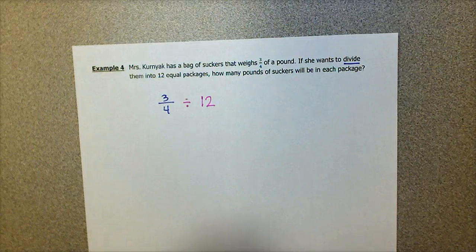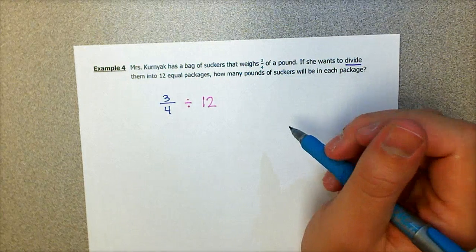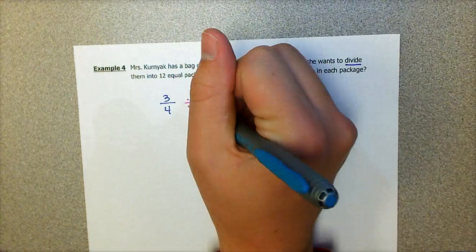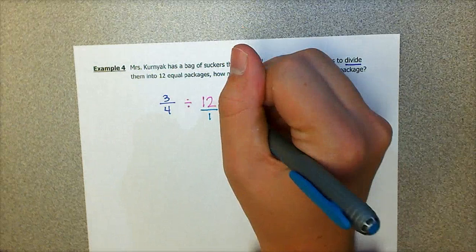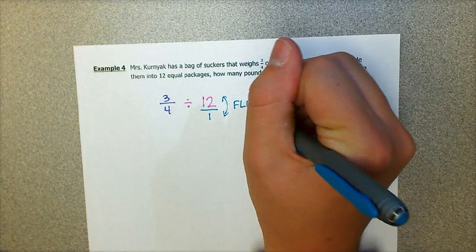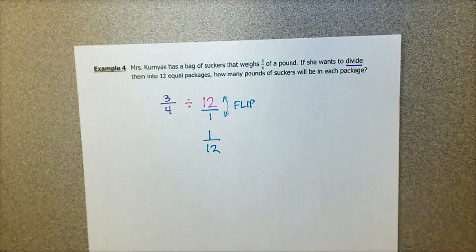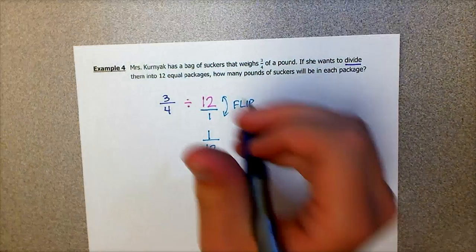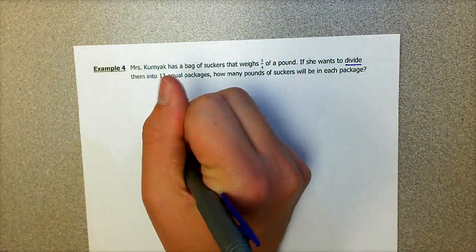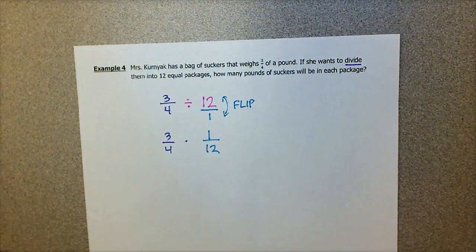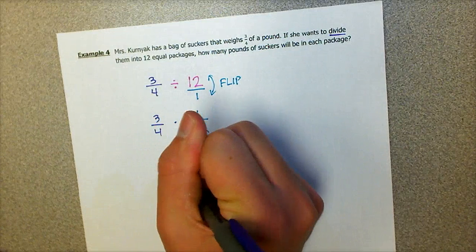So now we know that when we're dividing by fractions or whole numbers, we want to flip the one we're dividing by. So our 12 is really 12 over 1. And if I flip this fraction, its reciprocal is 1 over 12. My division sign becomes a multiplication sign, and my first fraction stays the same. So this is now 3/4 times 1/12. So we have 3 times 1 over 4 times 12.